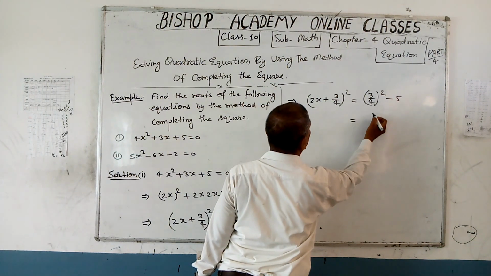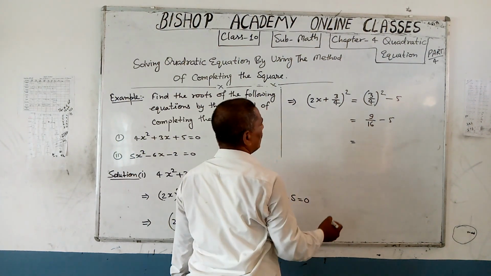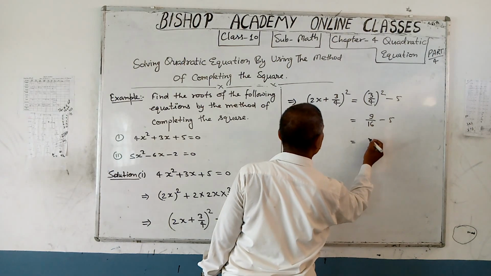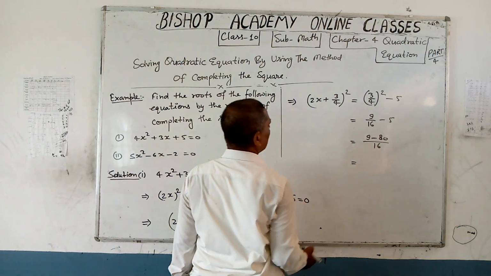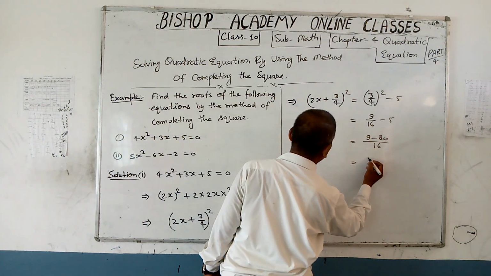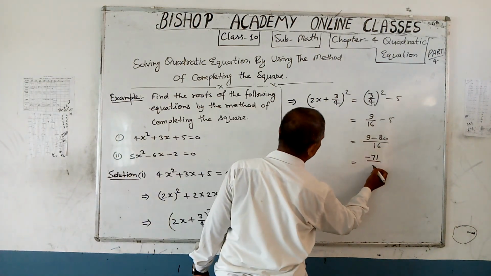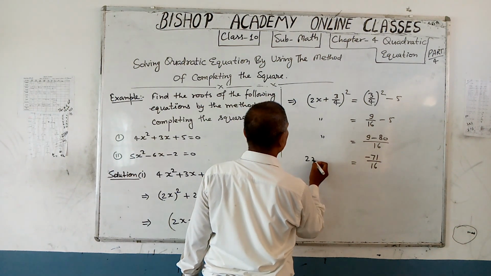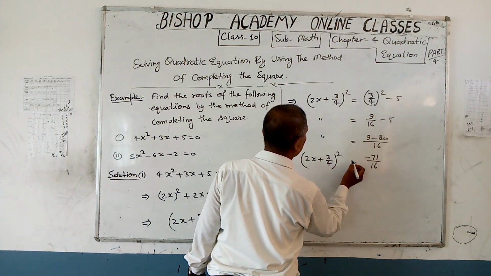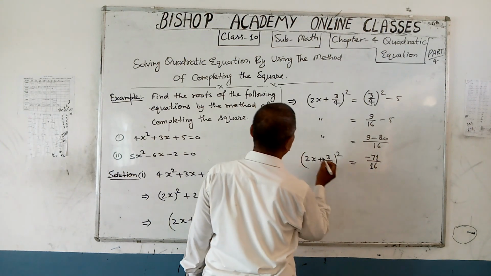So you write 3 3 are 9, 4 4 are 16, minus 5 is equal to 16 5 are 80, 9 minus 80 upon 16. 80 will be subtracted from 9, you will write minus 71 upon 16. So you got 2x plus 3 upon 4 whole square is equal to minus 71 upon 16.